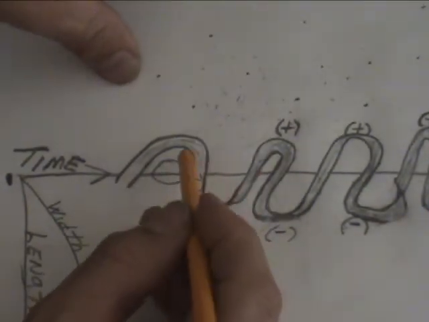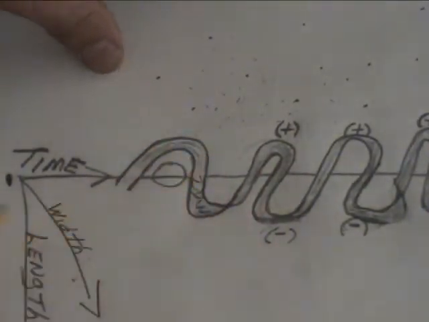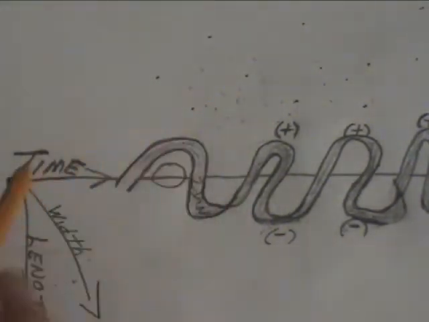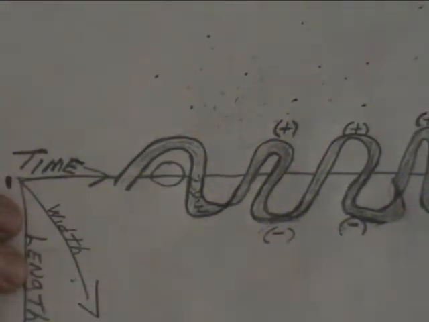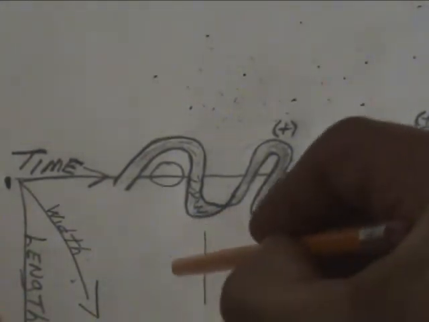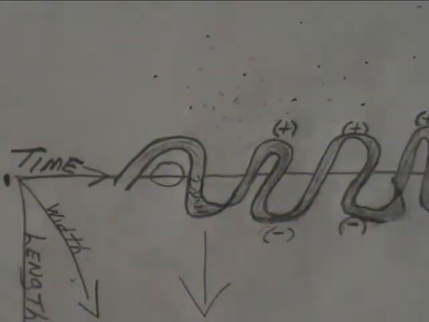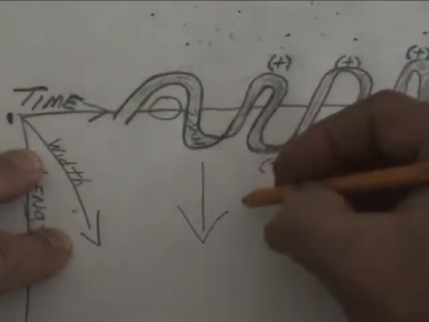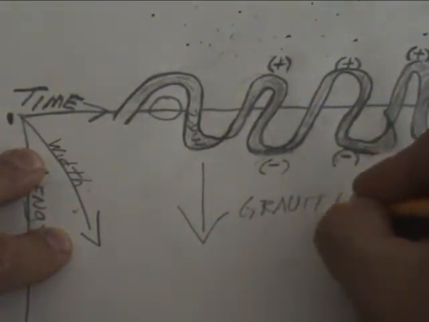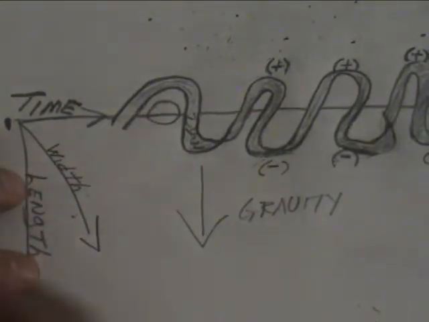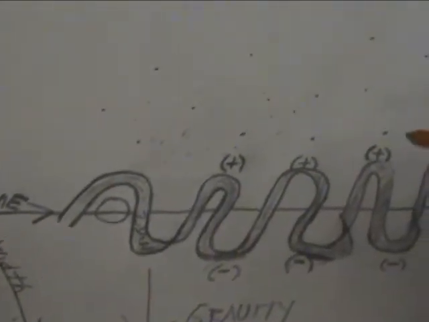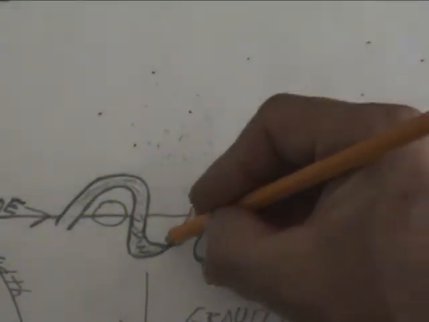You have to account for the presence of this wave, which is two-dimensional. So what causes the negative field and a positive field is this. You have gravity, the force of gravity pulling down the wave. And this force, the gravity right here, has a negative effect. It pulls down. And the positive charge up here is because of the expansion.